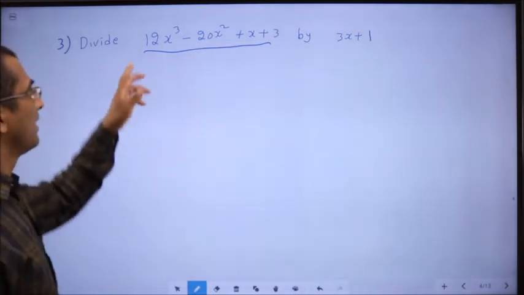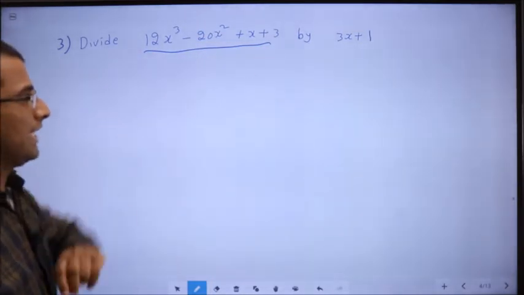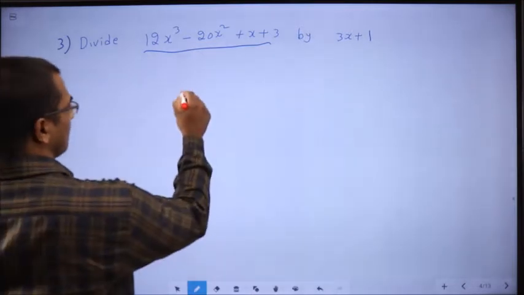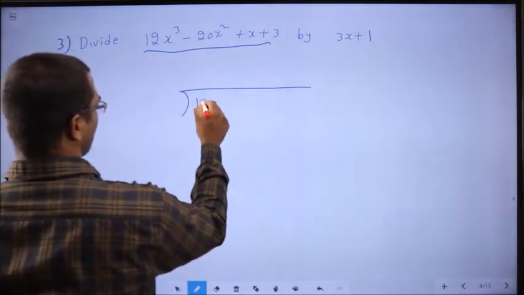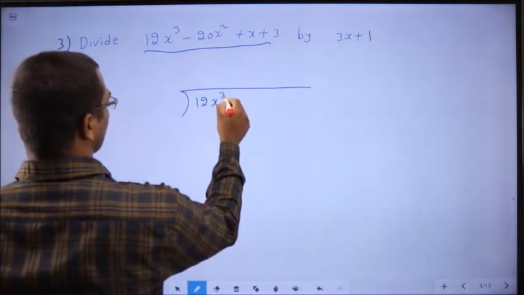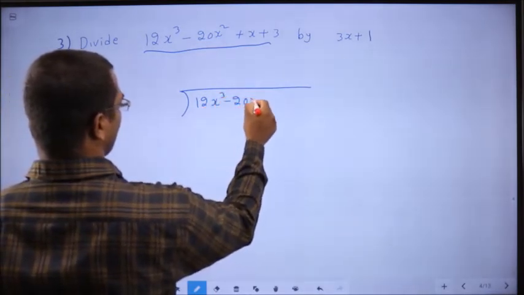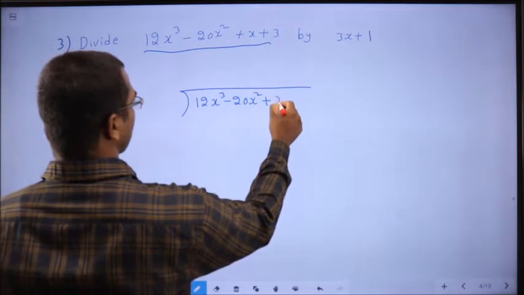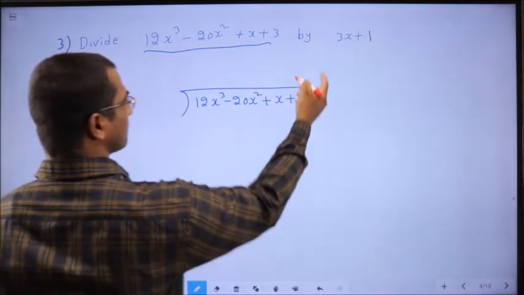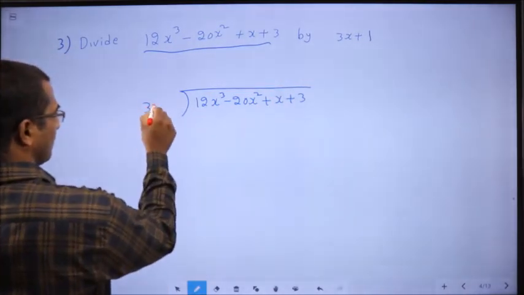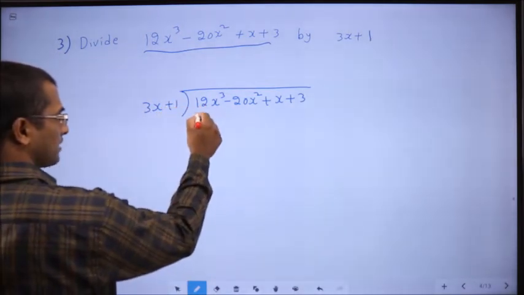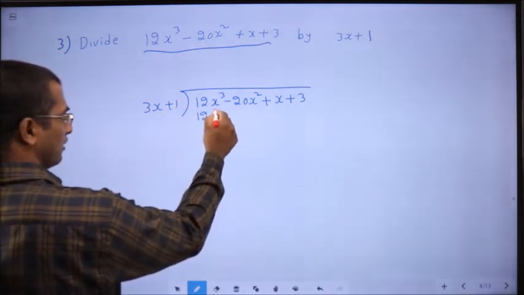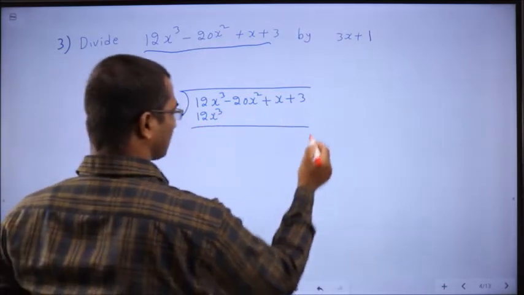Question 3. Divide this by 3x plus 1. So first step, write it in this form. 12x cube minus 20x square plus x plus 3. Divisor over here. Okay. Here 12x cube, below this also I should get 12x cube only.